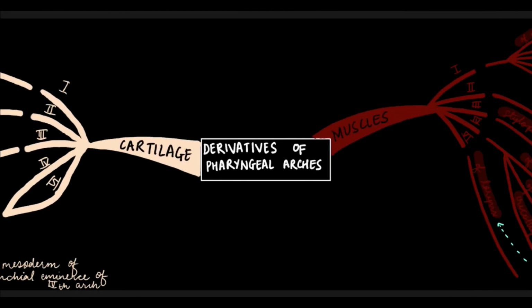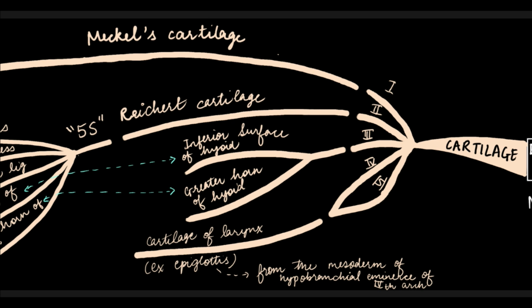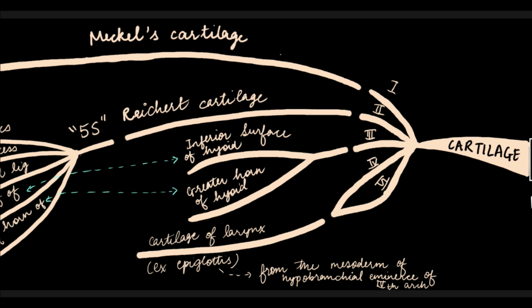So now we're going to talk about the derivatives of the pharyngeal arches. There are 4 components in each pharyngeal arch: cartilage, muscles, nerves, and arteries. Coming to the first component, that is the cartilages. The first arch is known as the mandibular arch and its cartilage is known as the Meckel's cartilage.